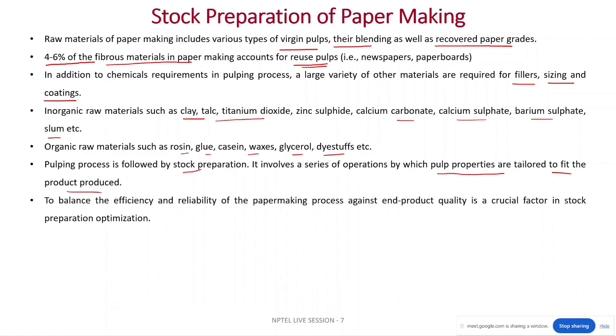To balance the efficiency and reliability of the paper making process against end product quality is very important. You have already seen that in the market there are various grades of paper, and there are various purposes of using different kinds of papers. So obviously the process and the chemicals that should be used in producing paper, or giving finishing or coating to the paper, it is very essential what chemicals you are using. Okay, and also we need to know the end product quality.